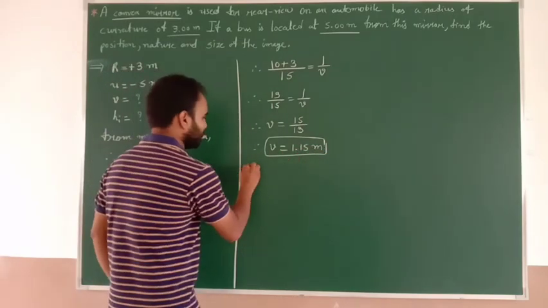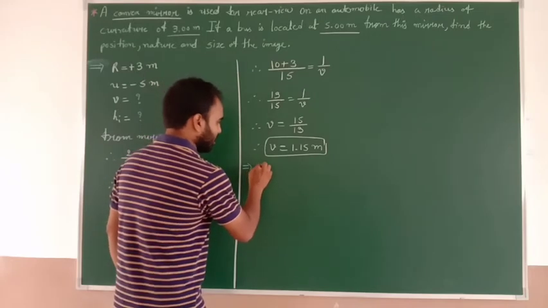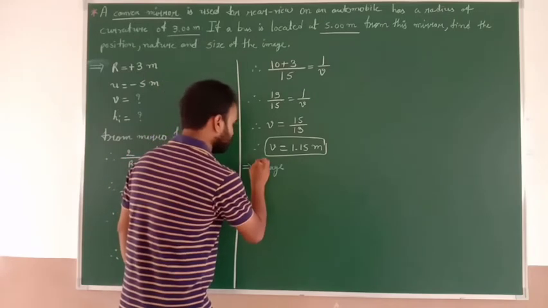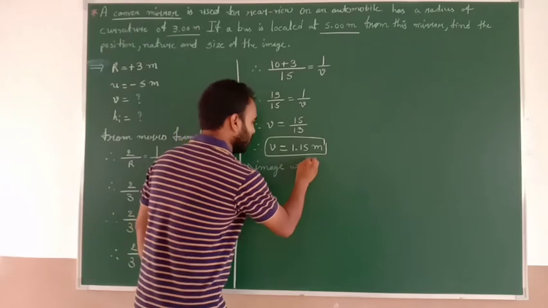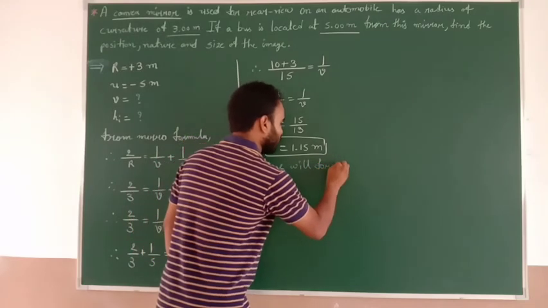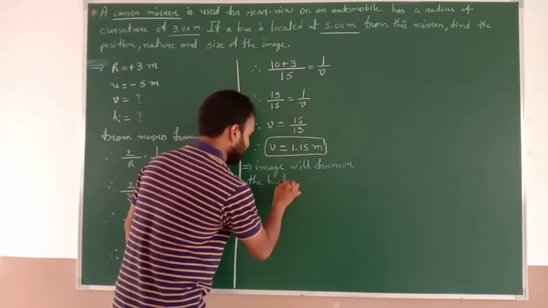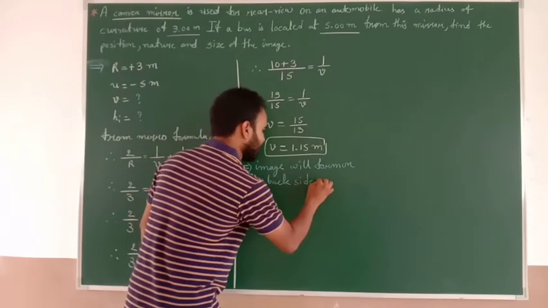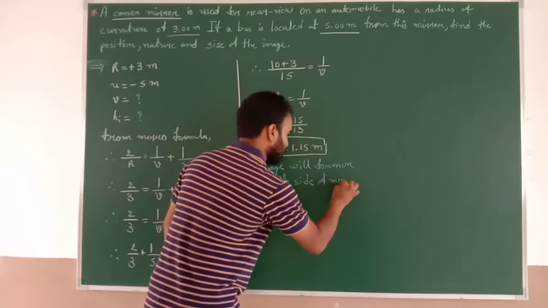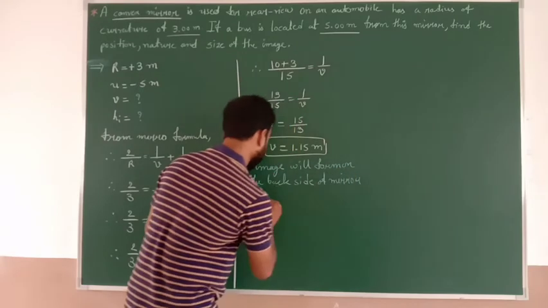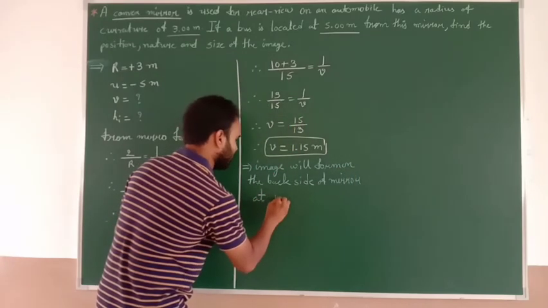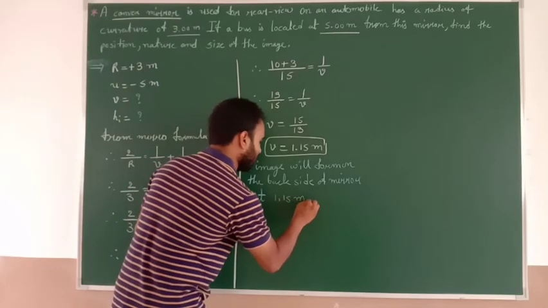So we write here that the image will form on the back side of the mirror at 1.15 meter.